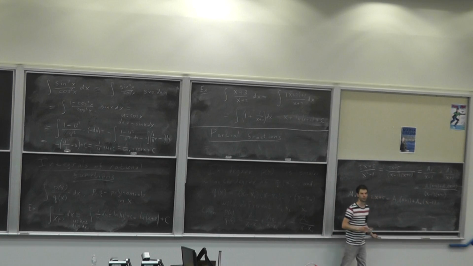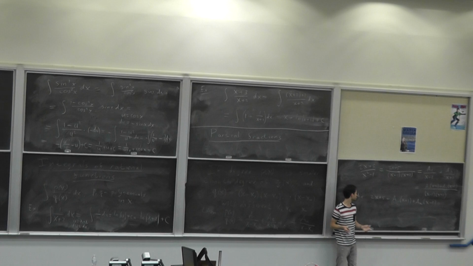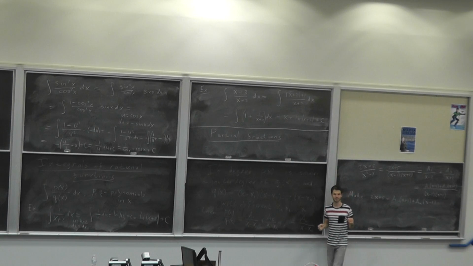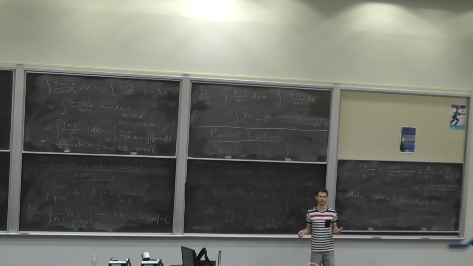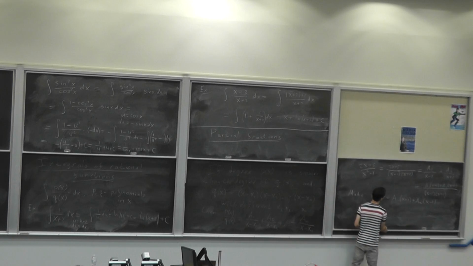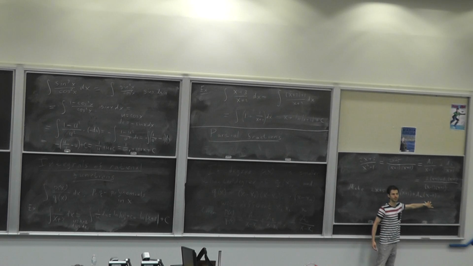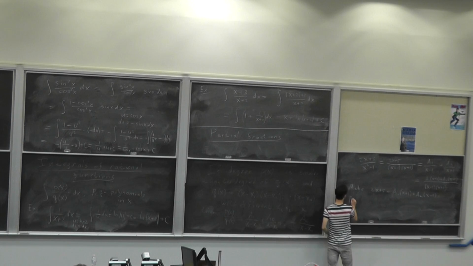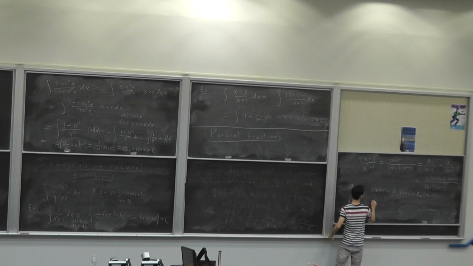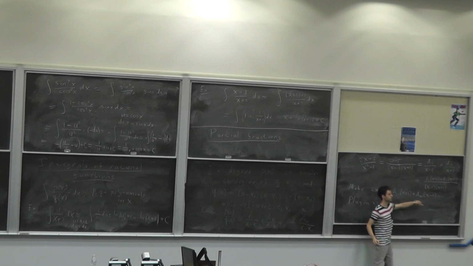These things are polynomials. They should be equal to each other for any value of x. Choose a convenient one. For instance, if I want to find A1, let me get rid of A2. How will I do it? Plug in x equal to 1. This will take care of this term. It will become 0.